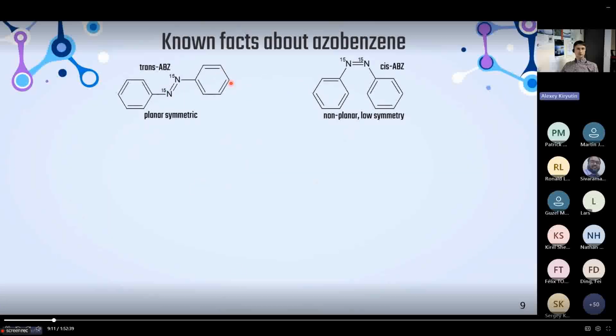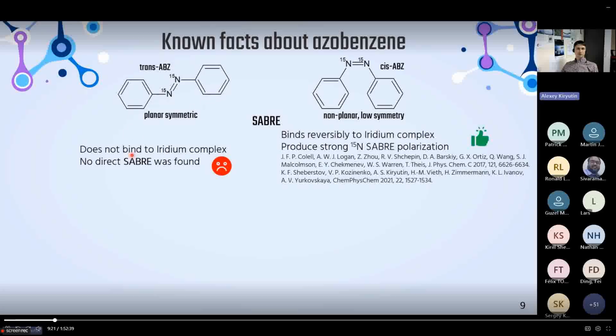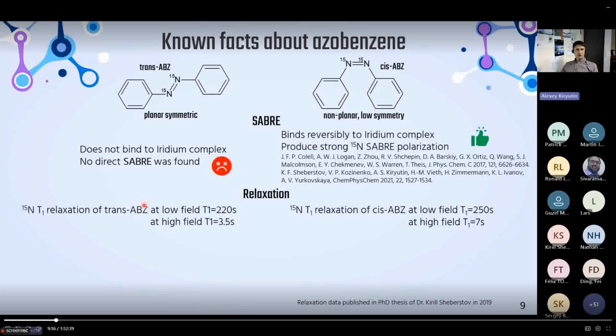Concerning our topic, I'll tell you some facts about 15N enriched azobenzene. Trans-azobenzene is planar and cannot be directly polarized via the SABRE mechanism due to steric hindrance at the iridium complex, while cis-azobenzene coordinates easily, yielding strong 15N polarization, which was published before. Both isomers show similar longitudinal relaxation, about 4 to 5 minutes at low fields and several seconds at high field due to strong chemical shift anisotropy relaxation mechanisms.